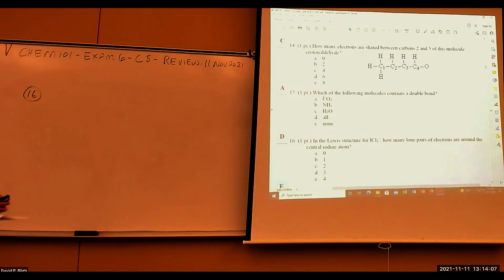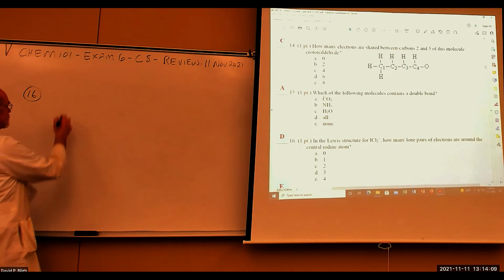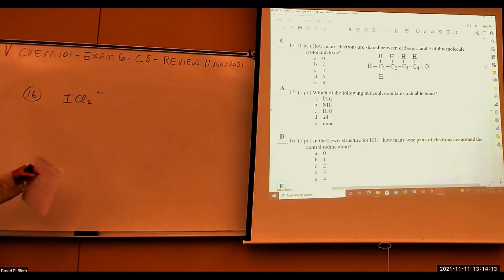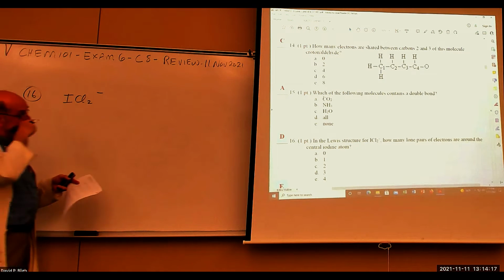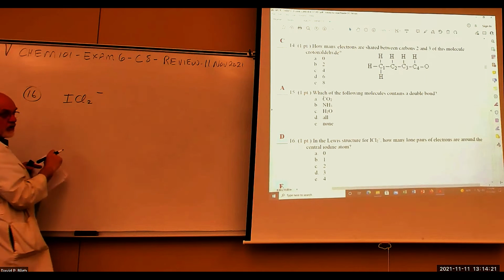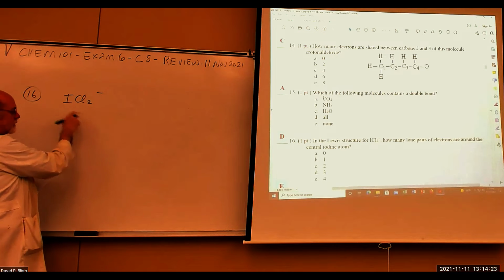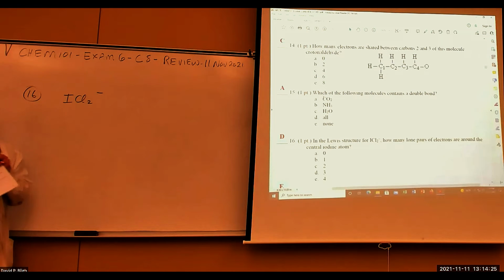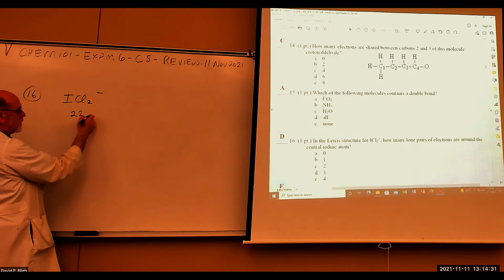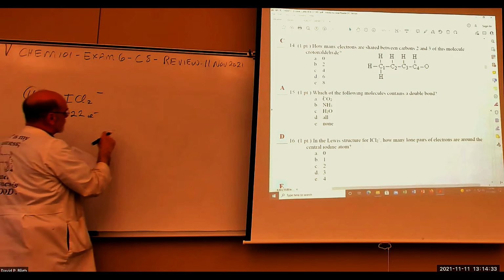In the Lewis structure of ICl2 minus, we have an ion here. You can still draw Lewis dot structures for ions. You just have to be sure and take into account that charge. So we have 3 halogens with 7 electrons each. That's 21 plus 1 is 22 electrons.